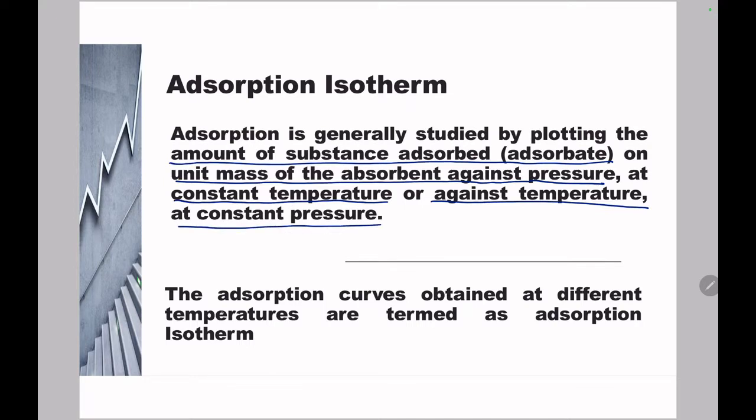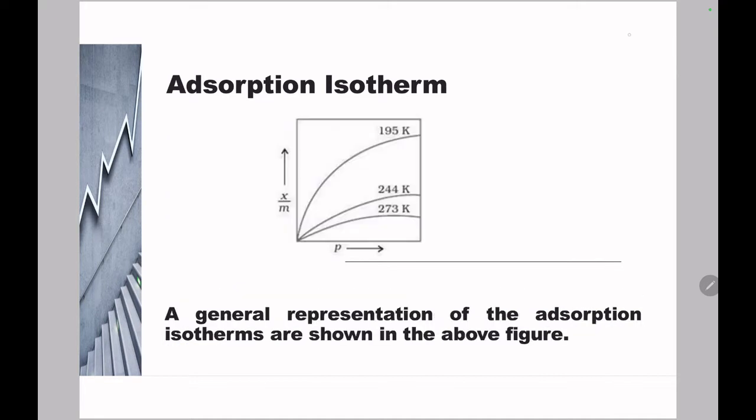That is, the adsorption curves obtained at different temperatures are termed as adsorption isotherms. In the case of an adsorption isotherm, the temperature is kept constant and pressure is varied. This is a typical adsorption isotherm. Here, three adsorption isotherms are shown, namely one at 273 Kelvin, another at 244 Kelvin, and the third one at 195 Kelvin.